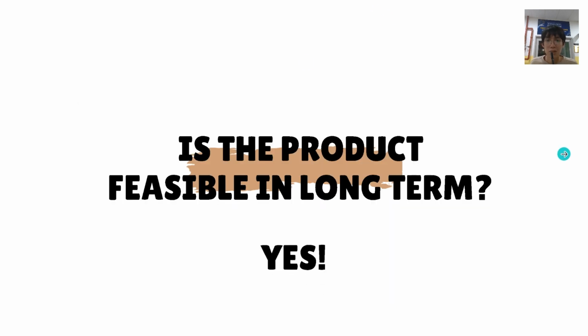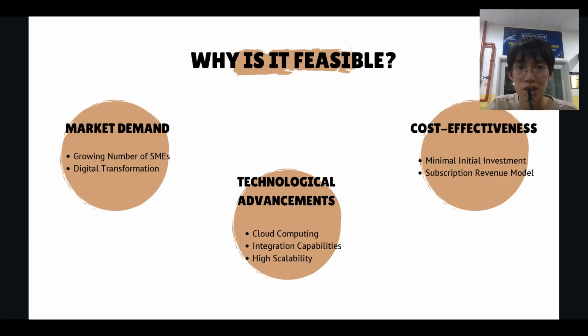Is the product feasible in the long term? Yes, of course. It is feasible in the long term because of the market demand for CRM systems and sales pipeline systems. The growing number of SMEs is driving a continuous demand for affordable and efficient sales management tools. And also the digital transformation: SMEs are increasingly adopting digital solutions to streamline operations. For technological advancement, the rise of cloud-based solutions ensures that the sales pipeline system can be easily accessed, scaled and maintained, reducing the infrastructure cost for SMEs to build it locally.